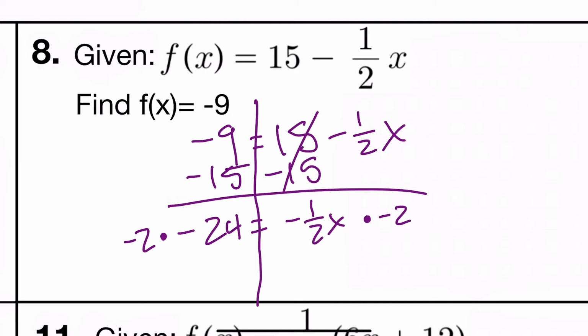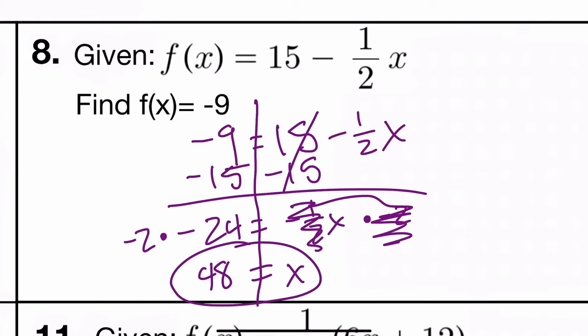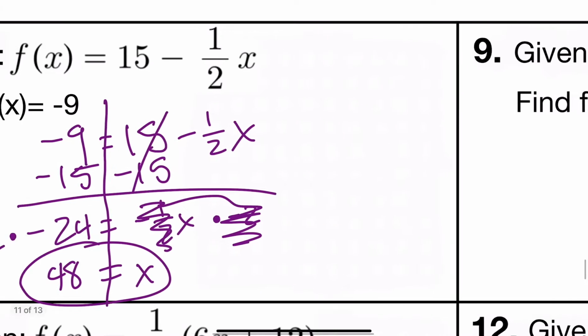Because when I do that, these will disappear. So I'll just have an x over here equal to negative 2 times negative 24. That's going to be 48. And we're good. Okay, number 9.